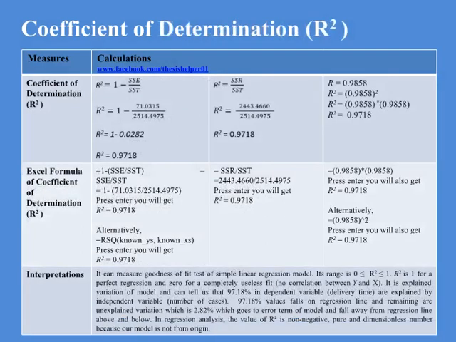Coefficient of determination, R squared, is equal to 1 minus SSE divided by SST. Alternatively, coefficient of determination, R squared, is equal to SSR divided by SST, or the square of the coefficient of correlation R. By putting values of SSE and SST in the formula, we get R squared equal to 97.18%. The MS Excel formula of R squared is also given to help get the same answer as computed by MS Excel.